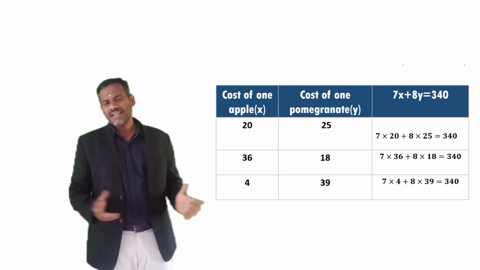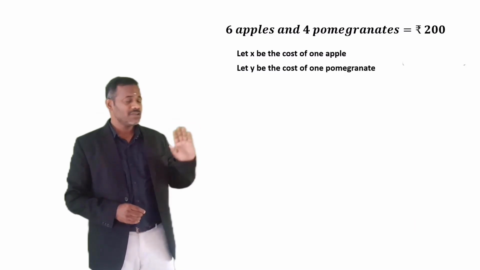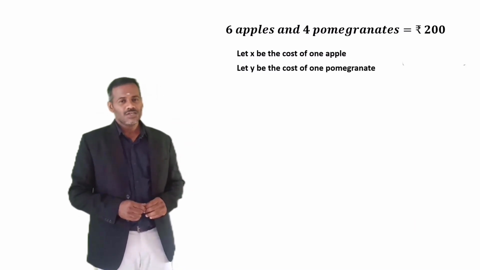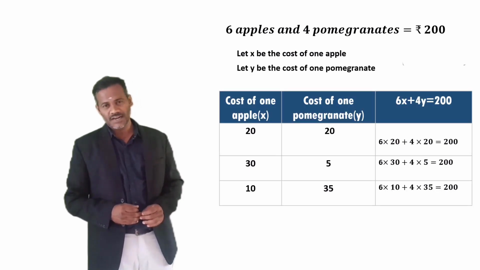Okay, so on the next day I went to the same shop, but this time I purchased 6 apples and 4 pomegranates for rupees 200. Again I want to know the individual cost of one apple and the individual cost of one pomegranate. So let x be the cost of one apple and y be the cost of one pomegranate. So let's form an equation here. 6x plus 4y is equal to 200.